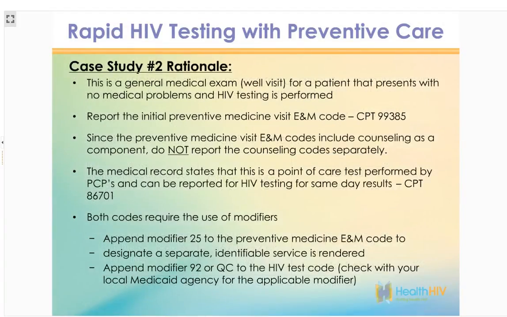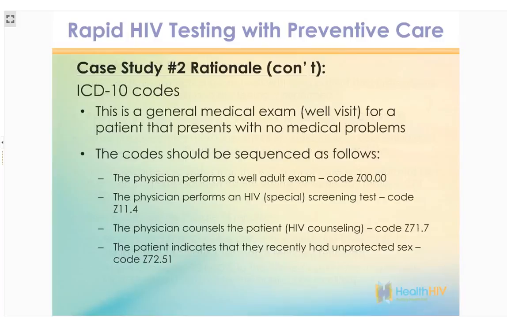So here is the rationale for what we just looked at. This was an initial preventive visit exam. It includes counseling, so we did not report a separate counseling code. We used the 86701. That was what the doctor selected. The modifier 25 was on the preventive service. You use a 92 or a QC on the rapid test, depending on your payer.